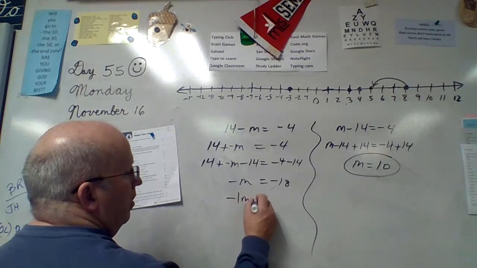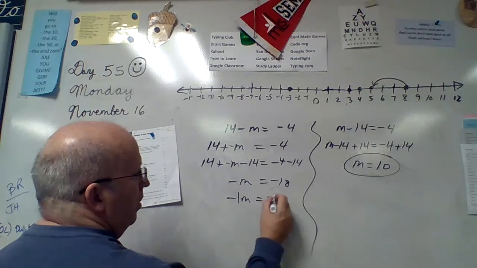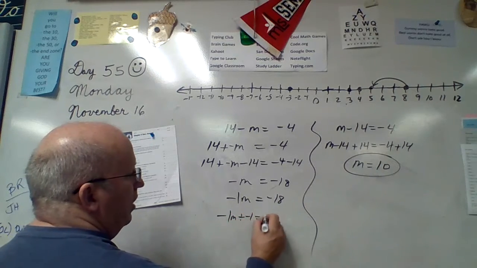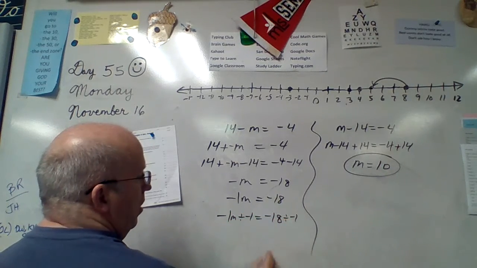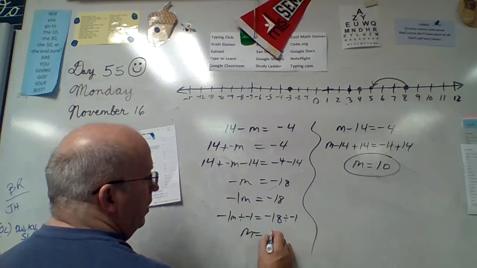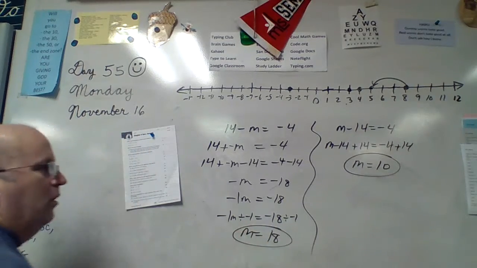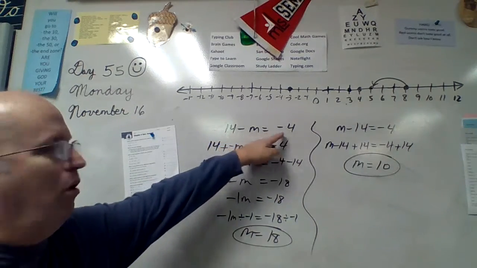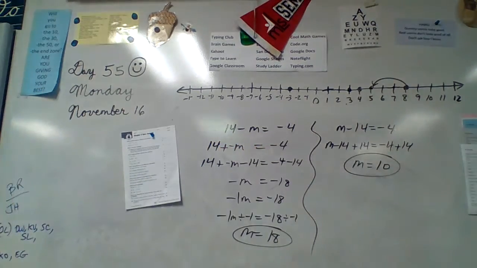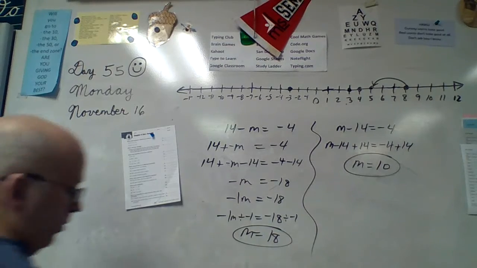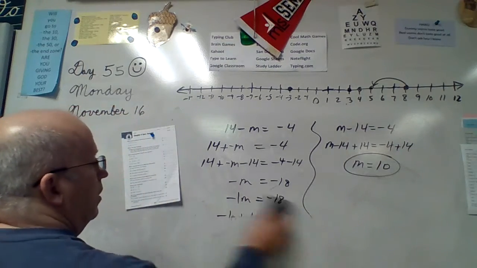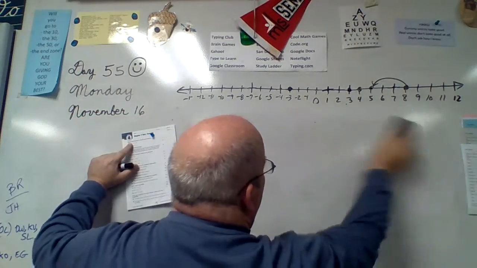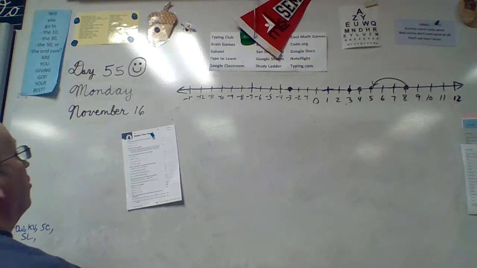isn't that really negative 1m? And can't we now divide both sides of the equation by negative 1? And we get m equaling a positive 18, which is what we said the answer was. 14 take away 18 gets us all the way to negative 4. That's a tricky problem. Now, that is not the answer to number 2, but hopefully that gives you a thought on how to solve that.